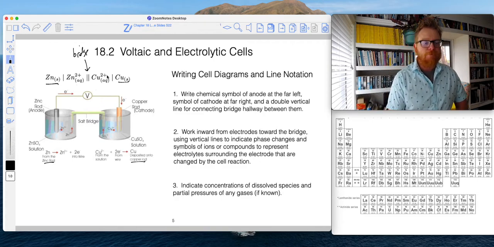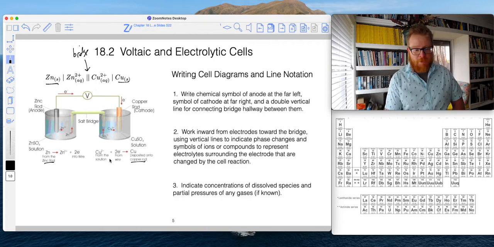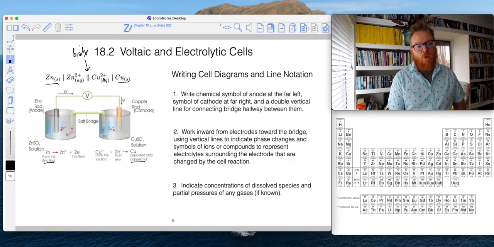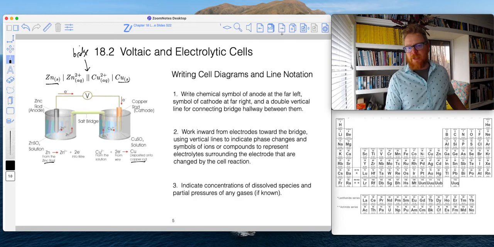So this is really like our symbol for this reaction, our shorthand notation. Okay. And now similarly, at the cathode, copper 2+ gains electrons and is reduced to copper solid. So now we just write this as copper 2+ goes to copper solid with a line between. And if we had any concentrations or dissolved species, partial pressures of gases, if any of that was known, we would indicate that with a parenthesis in these following cells. So let's do an example of that.